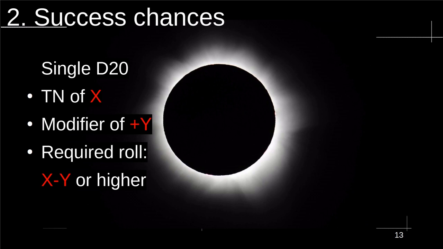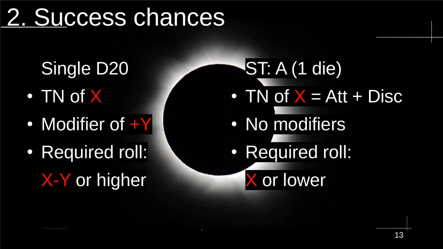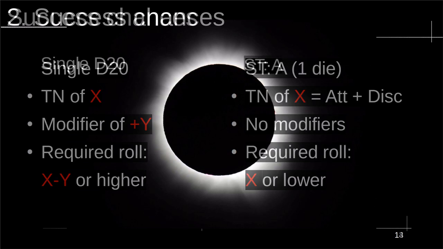Relatively straightforward. In Star Trek Adventures, if I just look at a single die, it looks actually relatively similar. We have a target number which is not set by the GM, but given by our attribute and discipline involved. The GM, of course, determines which attribute and discipline is used. There are no modifiers, so my required roll is the attribute plus discipline or lower. Relatively easy, but also kind of similar, just with the difference that I need to roll low in Star Trek Adventures and high in D&D.